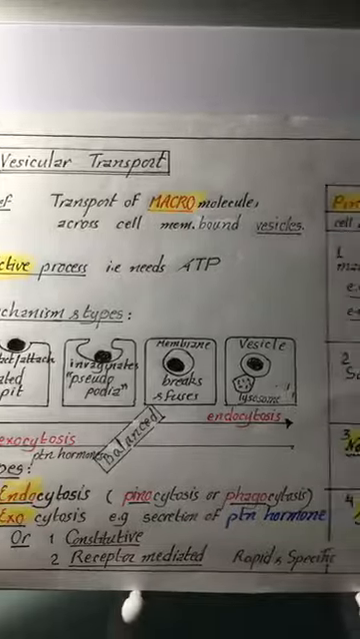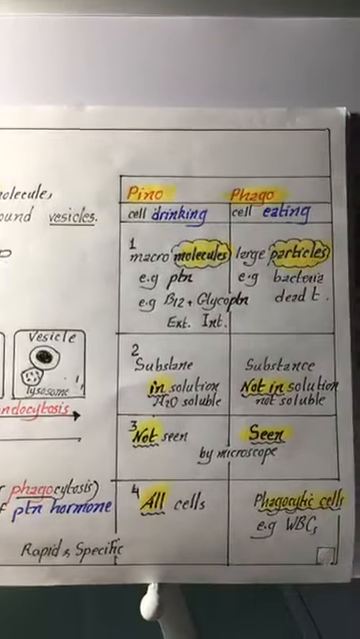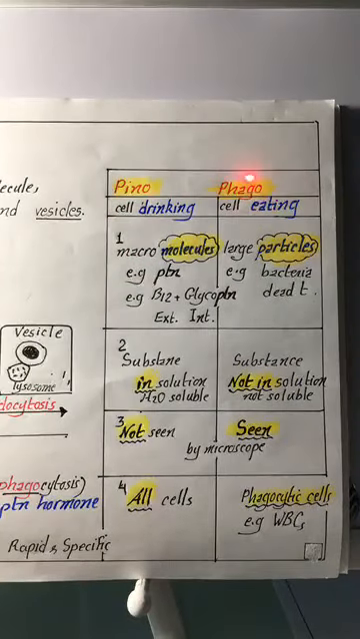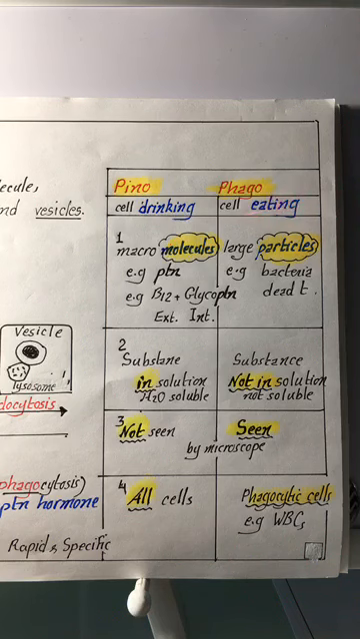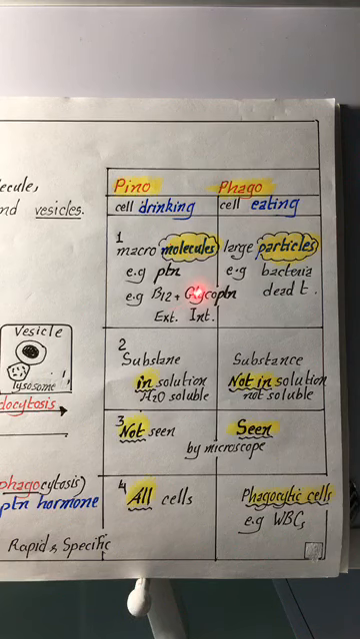Let's see what is the difference between pinocytosis and phagocytosis. Endocytosis can be pinocytosis or cell drinking, or phagocytosis, which is cell eating. Actually, in both cases, the cells eat. But if the molecules eaten by the cells are invisible, what do you see? You see not visible. You cannot see the molecules under the microscope.